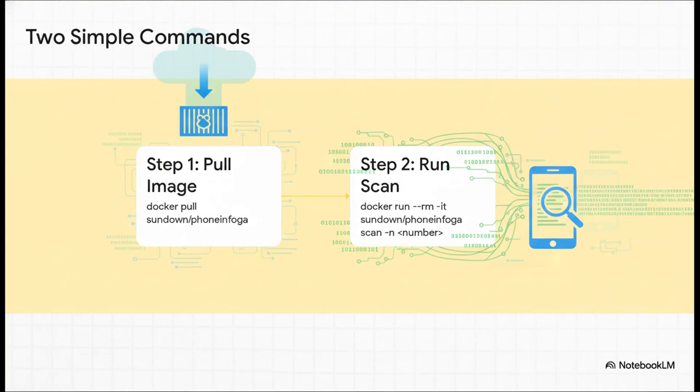The first one, Docker pull, is you telling the computer, hey, go download the Phone Infoga app and everything it needs. The second command, Docker run, is you saying, okay, now run that app and scan this specific phone number for me. That's it. You're off to the races.